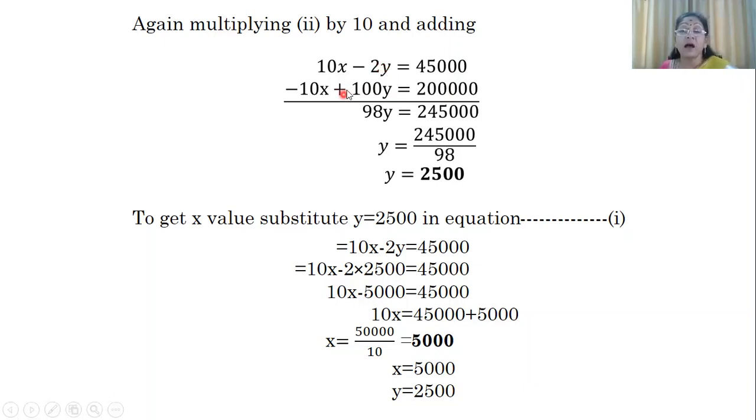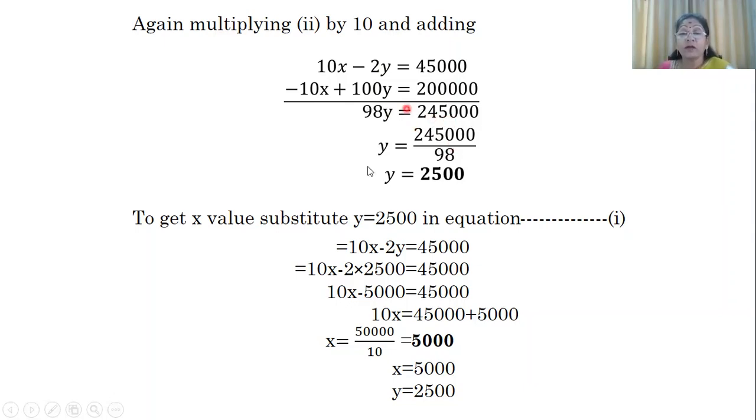That is the highest. We should put the symbol of whichever is higher, 100 or 2. 100 is higher, so we'll put it here. Then we have to deduct the lesser. 100 minus 2, we will get 98y equal to 2 lakh plus 45,000, both with the plus symbol. So 2 lakh 45,000. Here 98y is equal to 2 lakh 45,000.